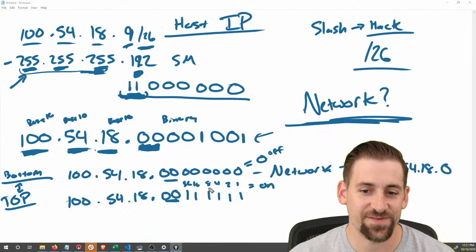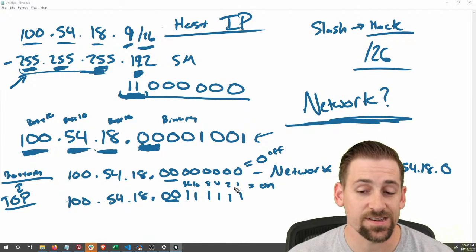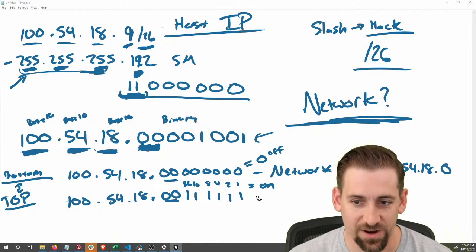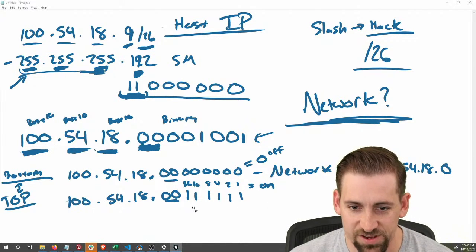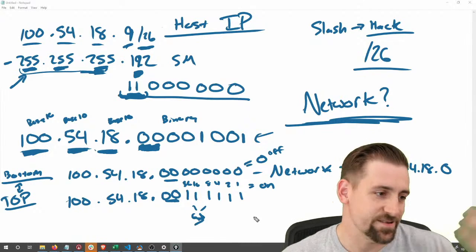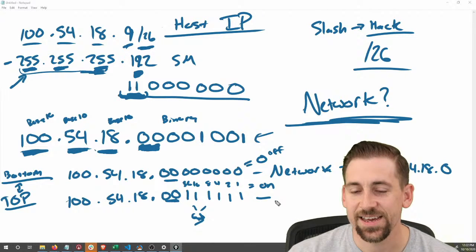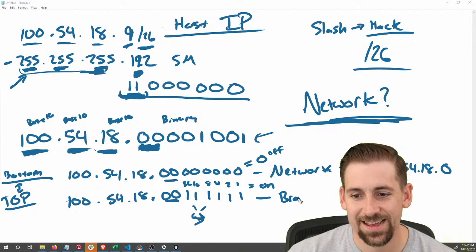48 and 8 is 56. 56 and 4 is 60. 60 and 2 is 62, and 1 is 63, right? So this is actually equal to 63. And I knew that for a few reasons, and we can talk about them with block sizes and things like that, right? But this is actually the broadcast ID, the last bit in that range.